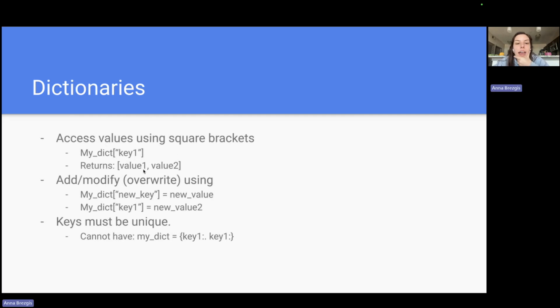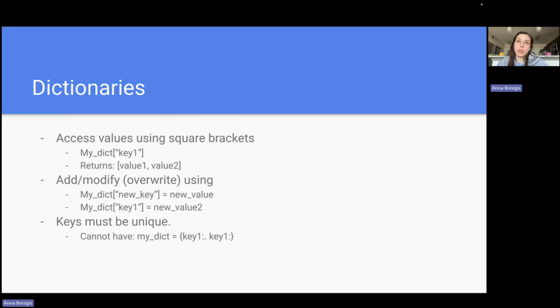And then you add or modify using the same format. You write the name of your dictionary, the name of your key in square brackets, equals whatever your value will be. So if you want to overwrite or add, that's up to you. You can use append on these. You can use extend. You can use pop.